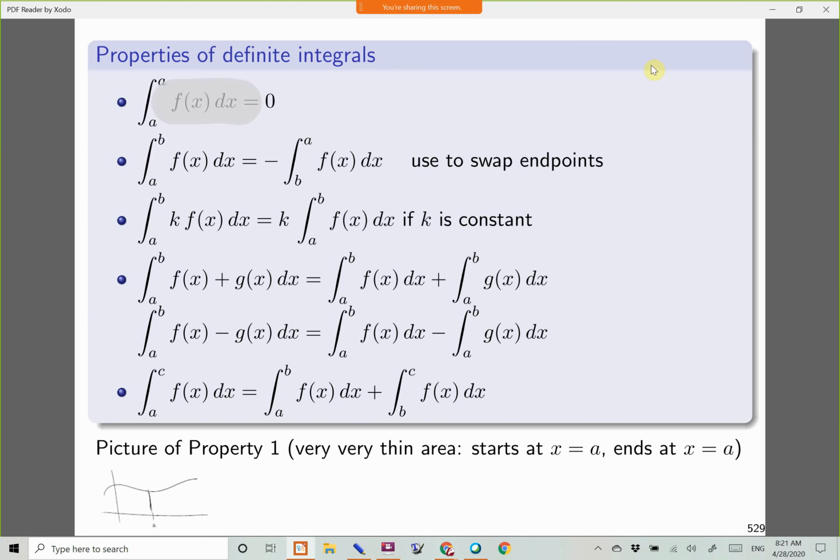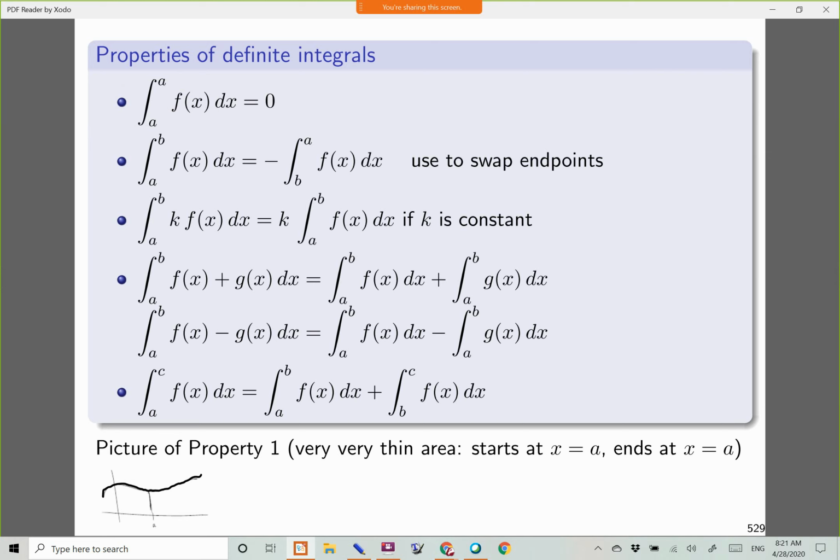This first property right here, it seems so strange, but how do we get 0? Well, take a look. You have a function. It doesn't even matter what function. So I've drawn down here some function, just kind of in the form of a cartoon.